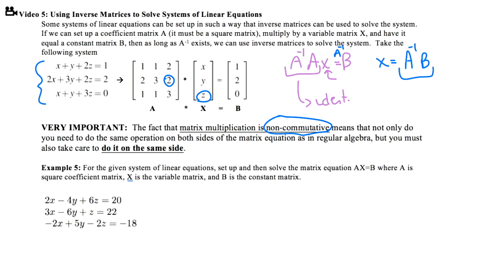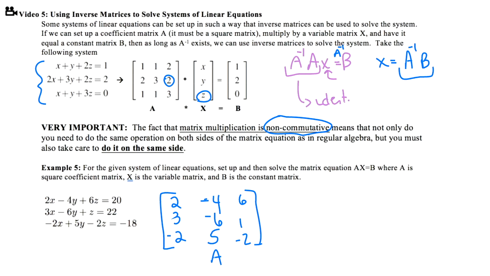Matrix A is the coefficient matrix. So I'll write that right next to the system over here. So that's 2, 3, negative 2 going down the column here. And then it's negative 4, negative 6, 5. And then it's 6, 1, negative 2. So this right here is my matrix A. That is my coefficient matrix.